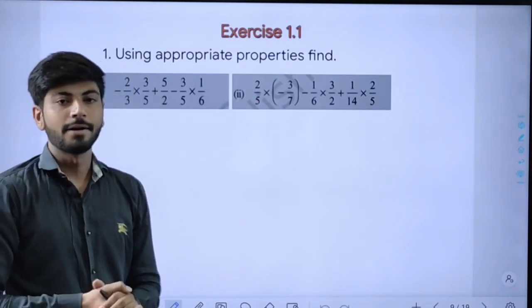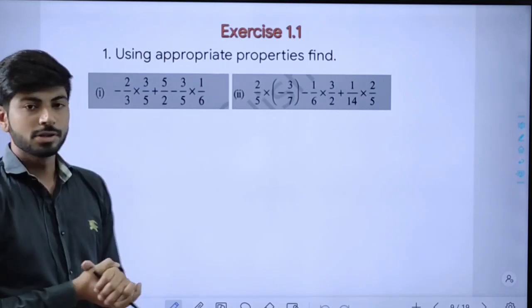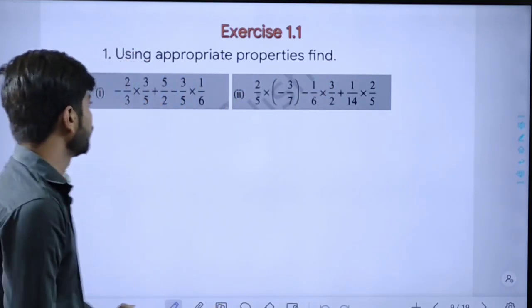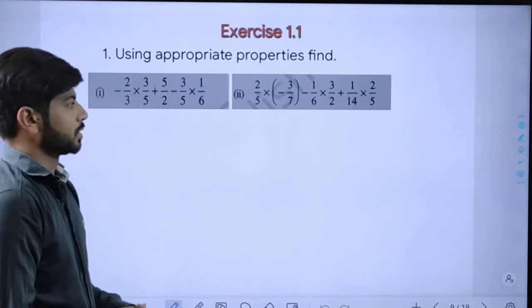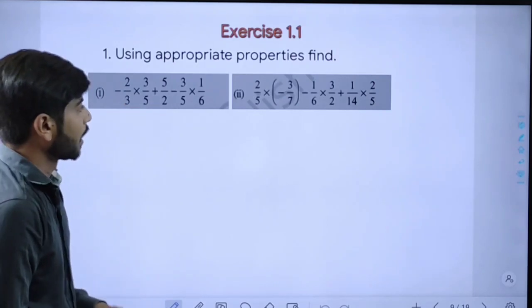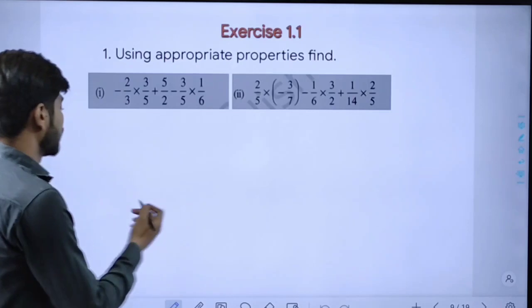So let's start now exercise 1.1. What is the first question? Using the appropriate properties, we have to find these two. Okay, I will solve one, and the second you have to do in your homework. Okay, so let's start the first one.